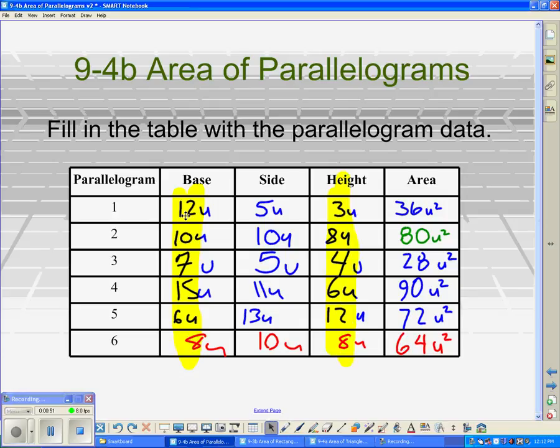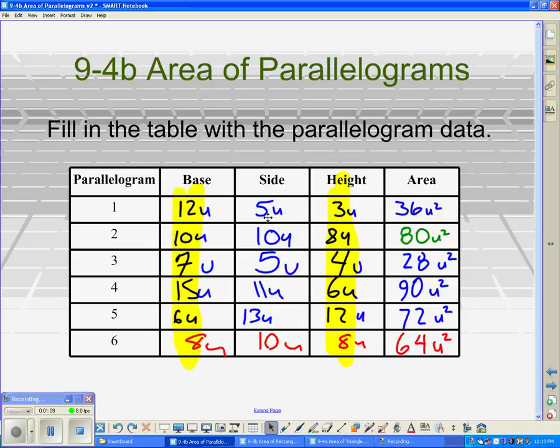Specifically, if we take the base, multiply by the height, that gives us the area. 12 times 3 is 36. 10 times 8 is 80. 7 times 4 is 28. 15 times 6 is 90. 8 times 8 is 64. So every time we have the base and the height and we multiply, we get the area of the parallelogram.